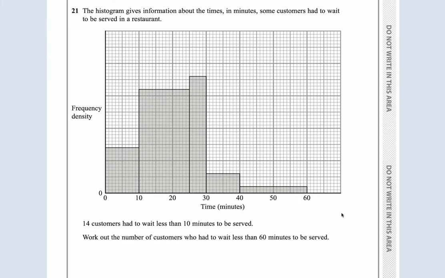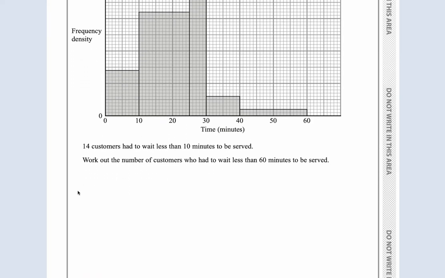Question 21. Okay, so we have a histogram. Now remember, for a histogram, guys, the frequency is the area. So it's going to be the class width times frequency density. Let me actually write that down here, guys. Frequency equals class width times frequency density. Let's just call it FD.